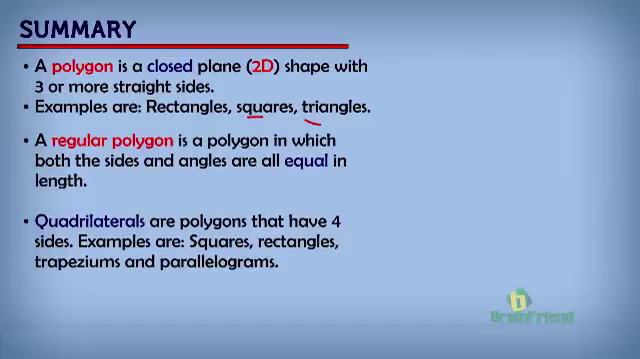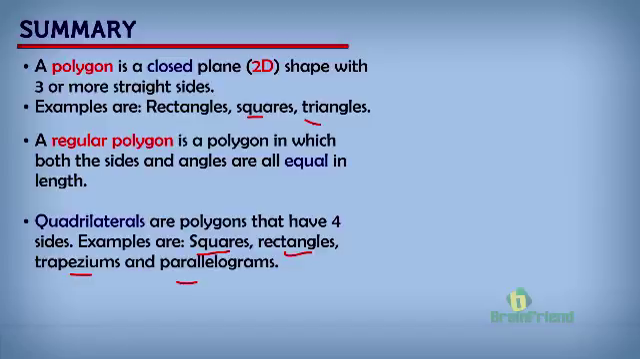We said further that polygons can be regular or irregular. When they are regular, it means that each side is equal to one another, and the angles within the shape are also equal. We gave examples as equilateral triangle. We also gave other examples as square. Next, we learned about quadrilaterals. We said quadrilaterals are polygons that are four-sided in nature. Examples of such quadrilaterals are squares, rectangles, trapeziums, and parallelograms.